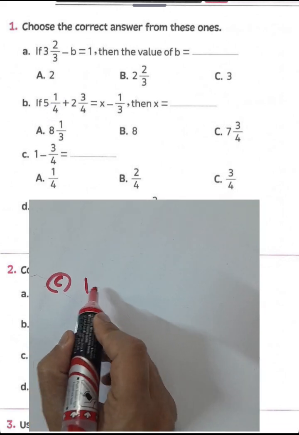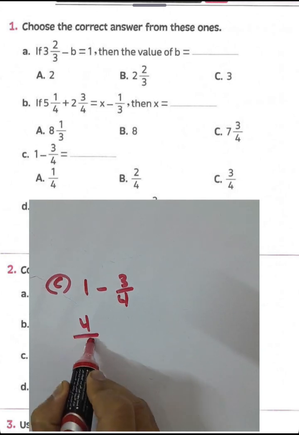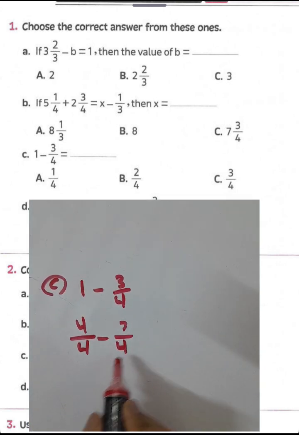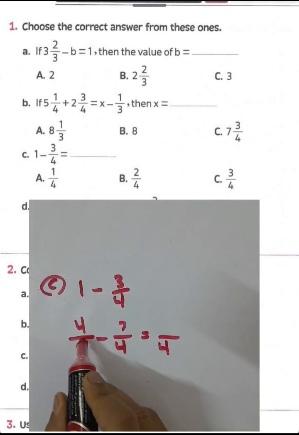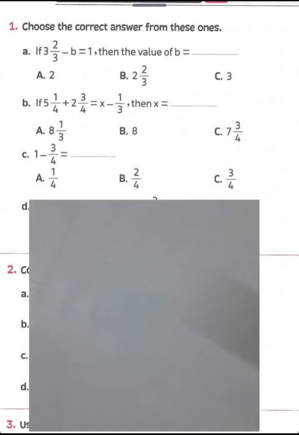Letter C, 1 minus 3 over 4. You can find the difference. Convert 1 to be 4 over 4. Subtract by 3 over 4. And then you can find the difference between two fractions. 4 in the numerator, 4 minus 3 equal 1. Then the result will be 1 over 4.